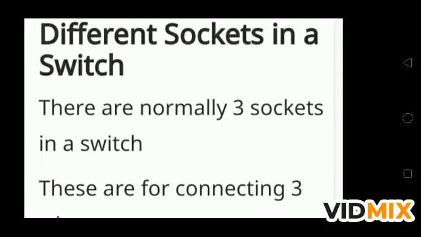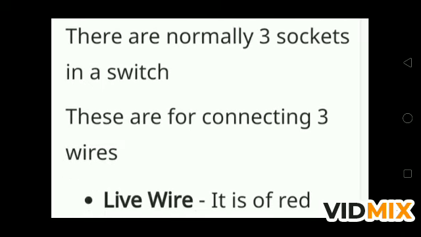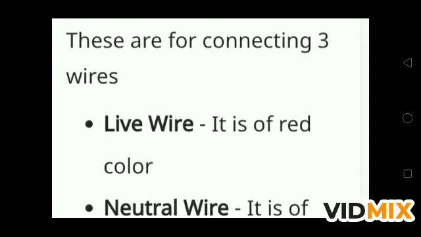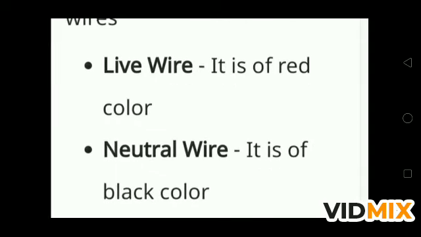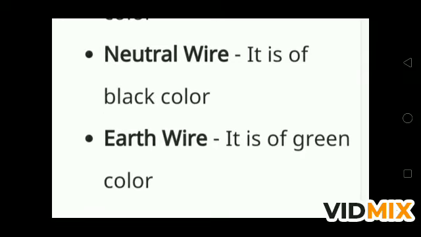Different sockets in a switch. There are normally 3 sockets in a switch. These are for connecting 3 wires. If you see the sockets in a house, there are 3 holes in which 3 pins are connected. One is the live wire, which is red color. The second is the neutral wire, which is black color, and the third is green color. It is known as the earth wire.